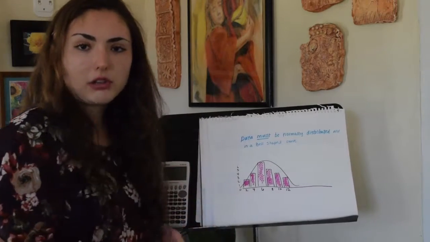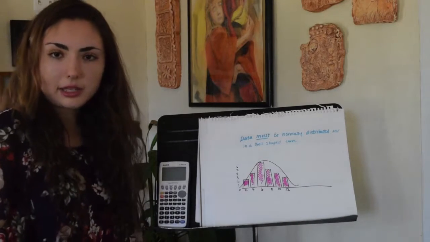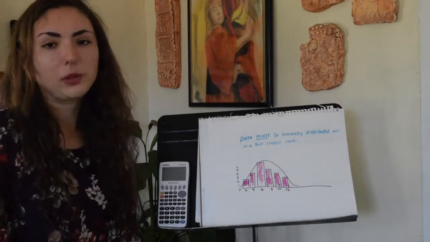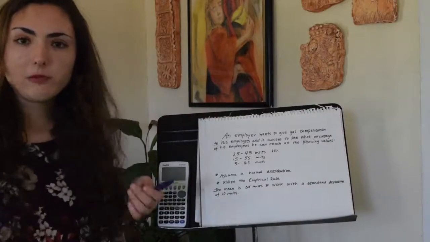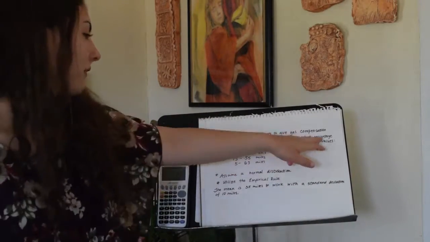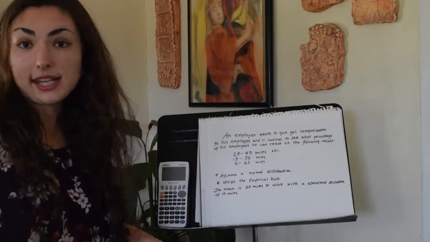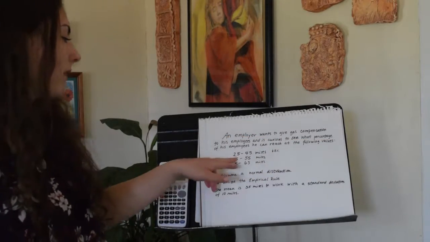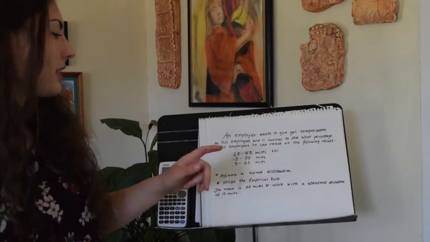Let's look at our real-life scenario now and how we can apply the empirical rule to that, and we are also going to be taking apart some of the components of the empirical rule so that it makes sense. So our problem for today states that an employer wants to give gas compensation to his employees and is curious to see what percentages of his employees he can reach at the following values. So 25 to 45 miles, 15 to 55 miles, 5 to 65 miles.